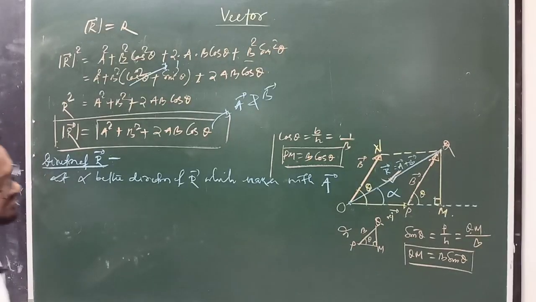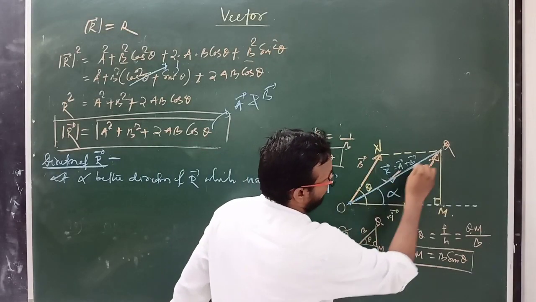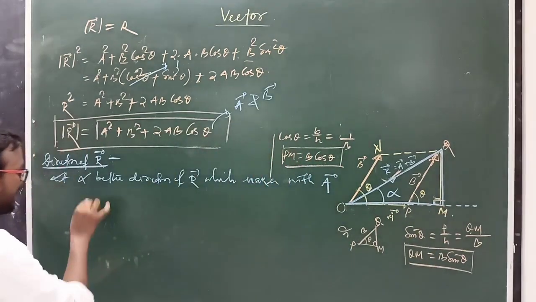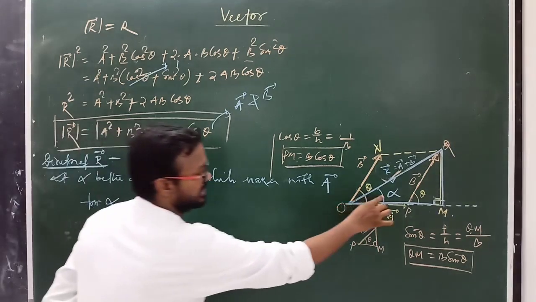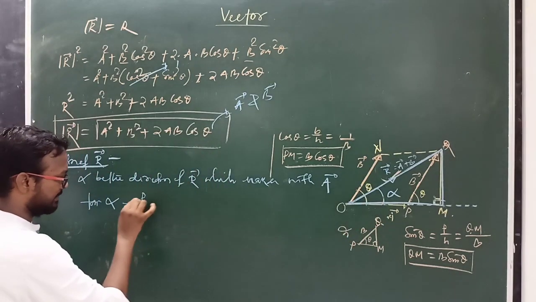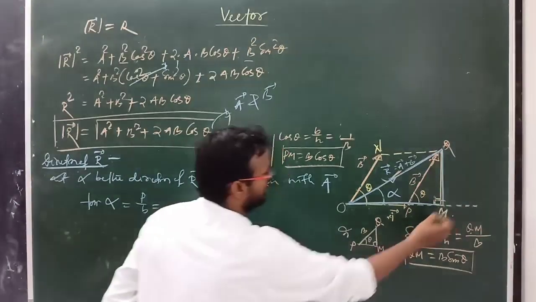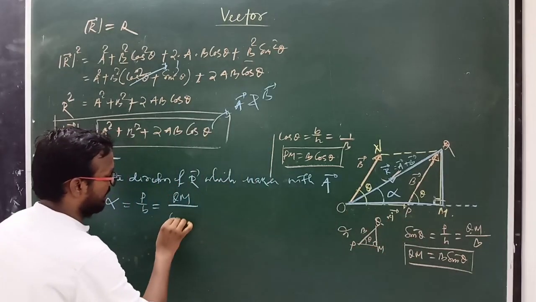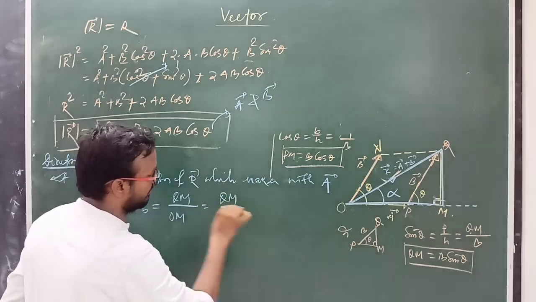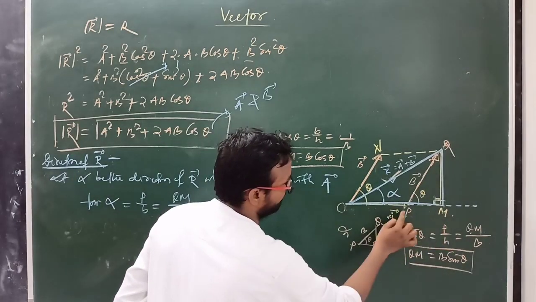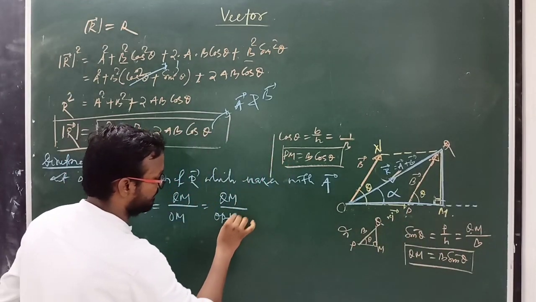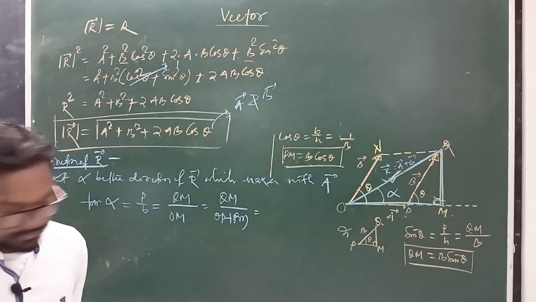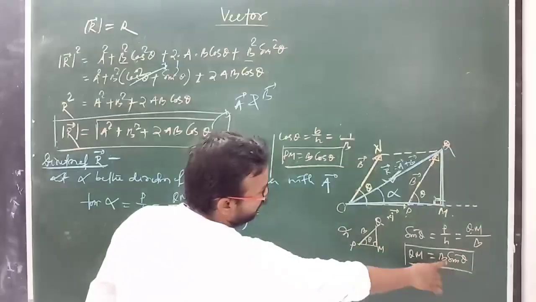Clear? So in this case, look at this right angle triangle, where this angle is 90 degrees. By using tan, here tan alpha, because this angle is the base angle alpha, tan alpha equals perpendicular upon base. The perpendicular is QM and the base is OM, so QM divided by OM. OM can be written as OP plus PM. Now use all the values, and here QM equals B sin theta.